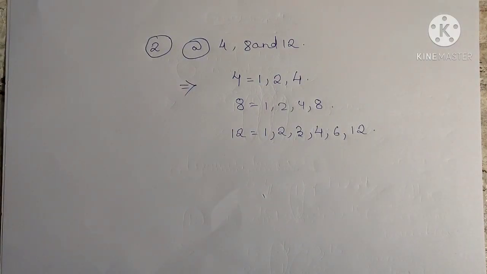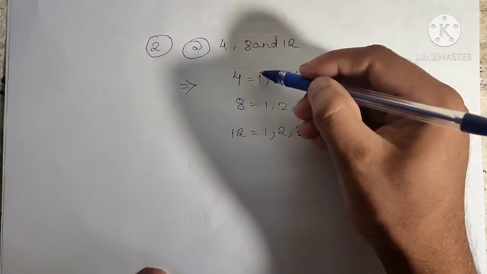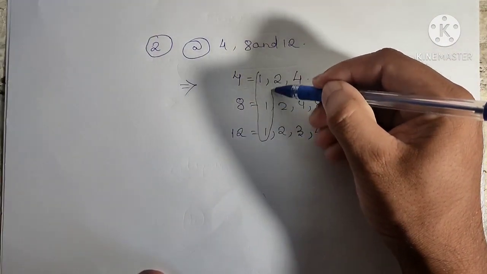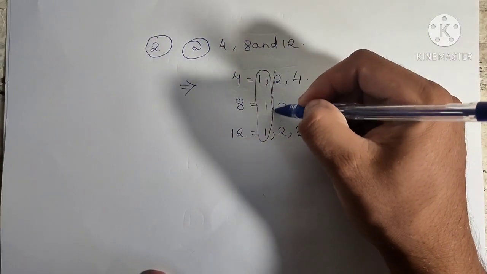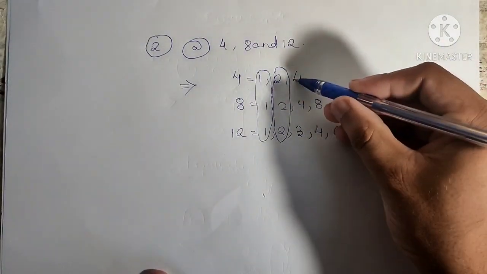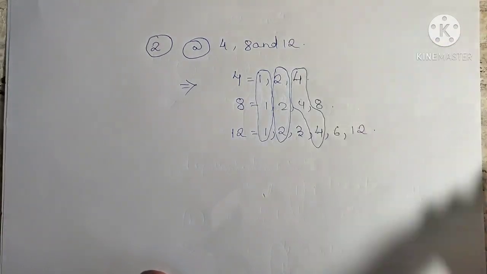Now can you tell me what is common between them? In all these, 4, 8 and 12, what is common? See, 1 is common between them. 1 is present in all the factors. Next is 2. 1 and 2. Whether the last one, 4, is also present? Yes, see, 4 is also present in all the factors, so it is a common factor.